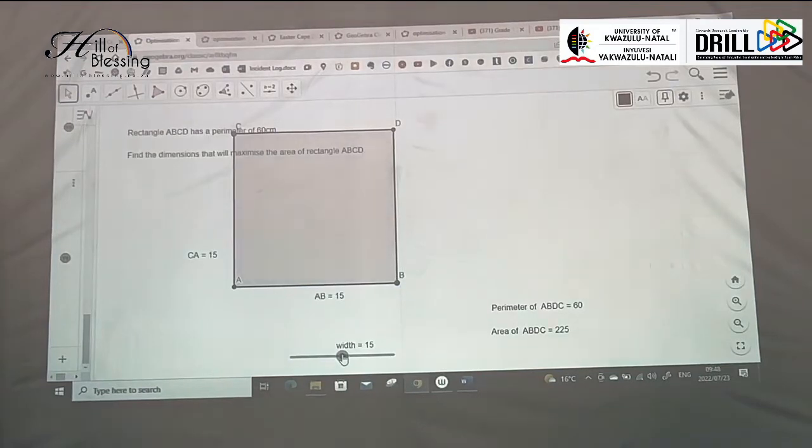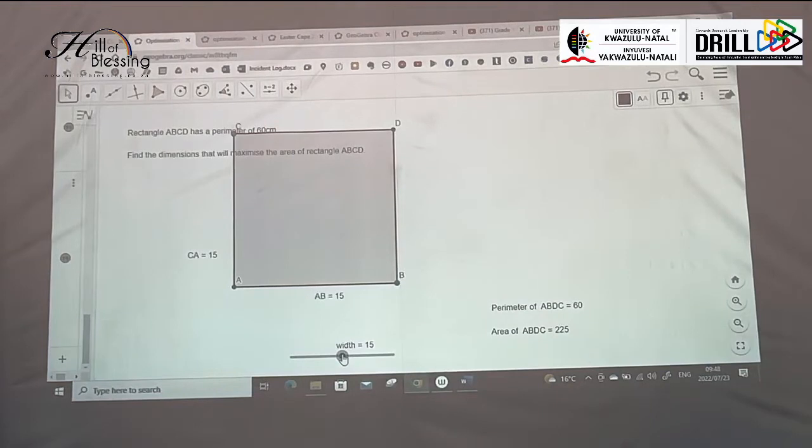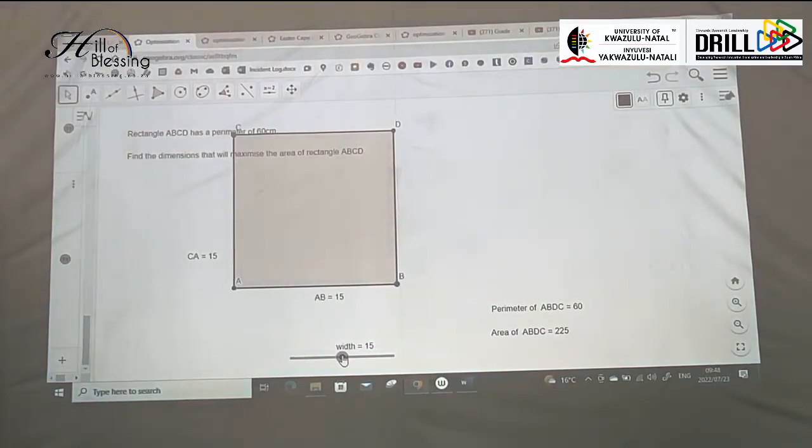Now, is the answer to this question 225? Yes or no? No, it's not. Let's look carefully. What does it say? It says, find the dimensions. What are the dimensions? The width and the length, the side measurements. So that's another thing: we just need to focus on this question. What are they asking for?